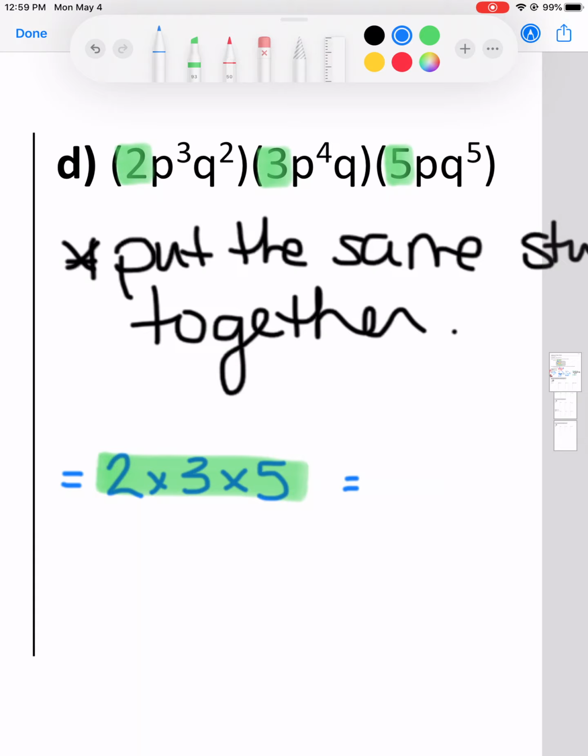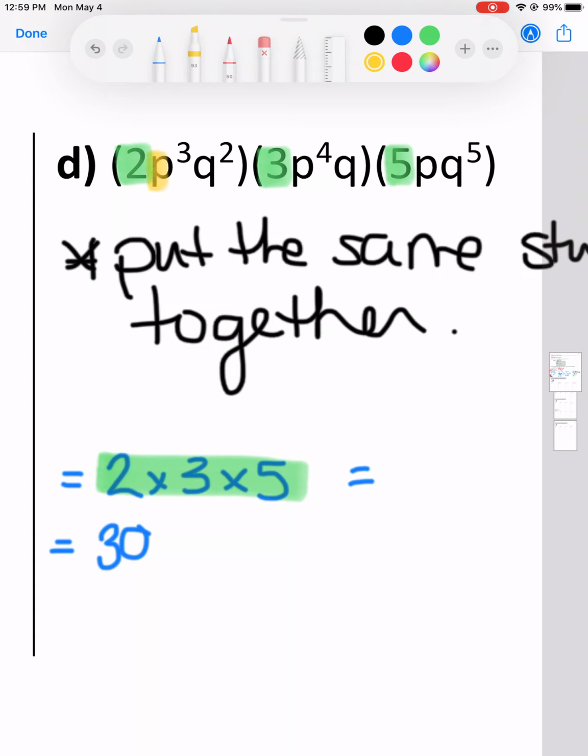What does that give me? 2 times 3 is 6. 6 times 5. Sorry, you shouldn't have two equal signs on the same line. 2 times 3 is 6. 6 times 5 is 30. Okay? That's my numbers. Now we're going to do the letters.